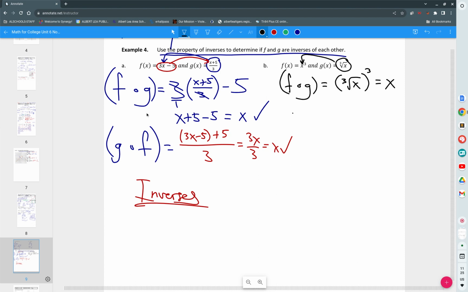And if I switch it, g of f, now I'm going to take what f is, and I'm going to drop it in right here for g. And I get the cube root of x cubed. Notice how they're written differently? But still, a cube root and a cube undo each other, and I get x. That's exactly what I wanted, so yes, they are inverses of each other.